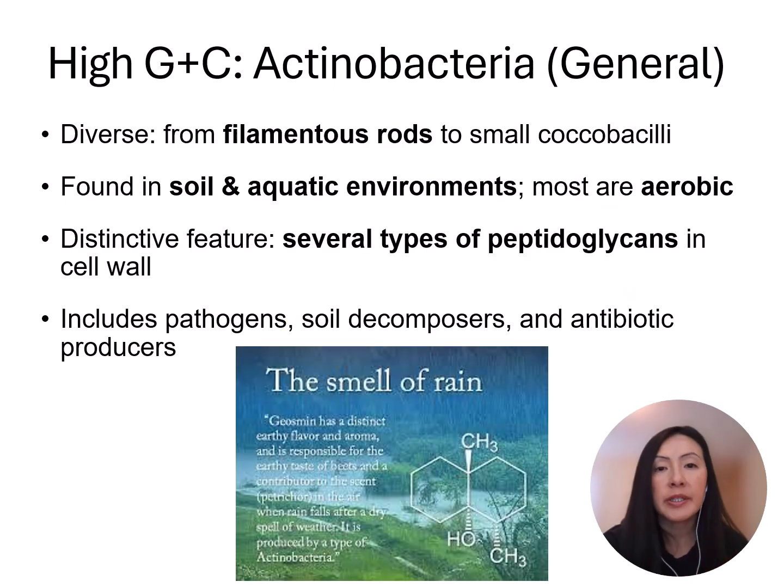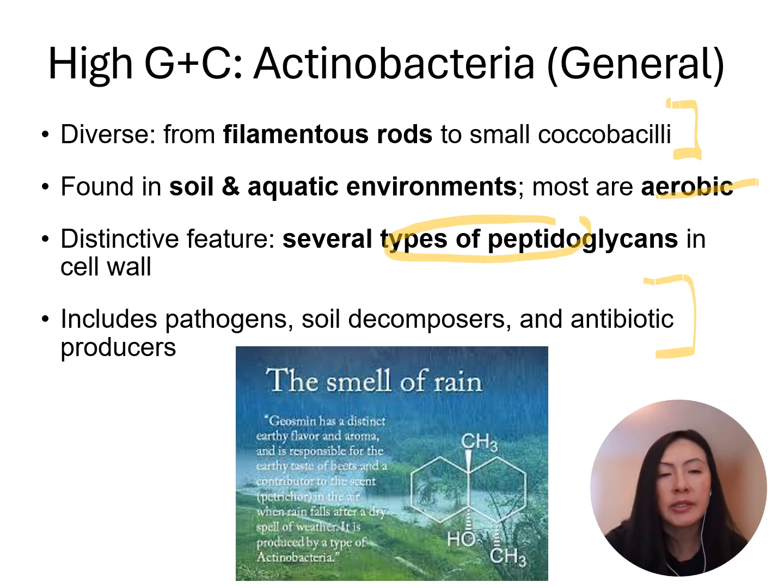We'll start with Actinobacteria, which are a really diverse group. They range from filamentous forms to small coccobacilli. And most live in the soil or in some kind of aquatic environment, and they're also aerobic. A distinctive feature is that they have several different types of peptidoglycan in their cell wall. And these different species within the group Actinobacteria include pathogens, soil decomposers, and major antibiotic producers.